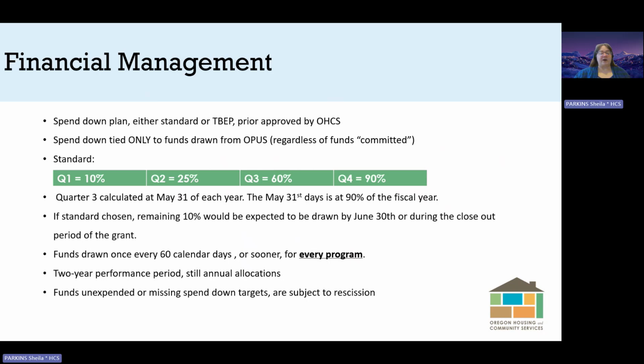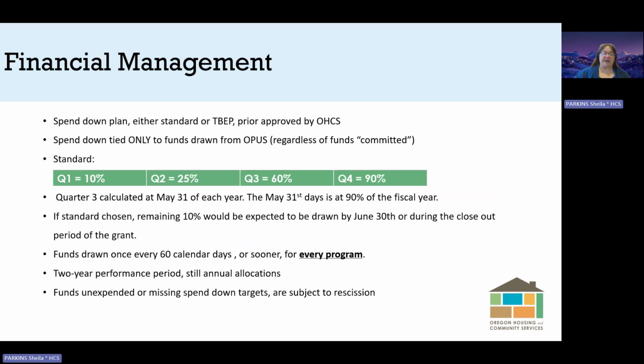So let's pivot now to other aspects of financial management. The spend down of funds is being much more closely monitored, and the scrutiny will continue into this biennium. This is needed as OHCS is expected to report to the legislative body and the governor's office whenever there are questions about how quickly the funds are being expended. If grantees are unable to adhere to the standard spend down plan, they can request a time-bound expenditure plan that requires prior approval by OHCS through the submission of the implementation report.